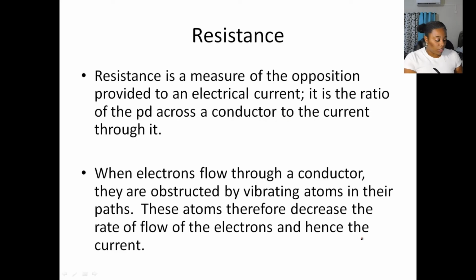Resistance. Resistance is a measure of the opposition provided to an electrical current. It is the ratio of the PD across a conductor to the current through it. When electrons flow through a conductor, they are obstructed by vibrating atoms in their paths. These atoms therefore decrease the rate of flow of the electrons and hence the current.